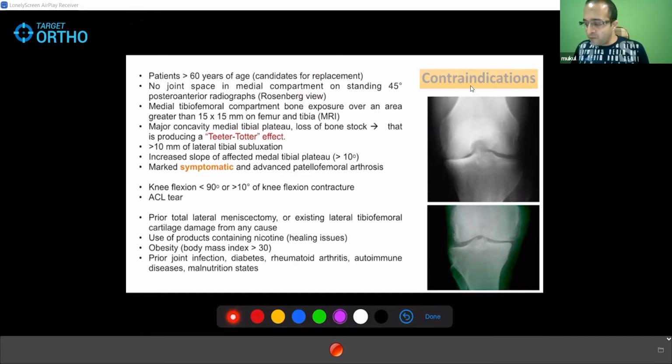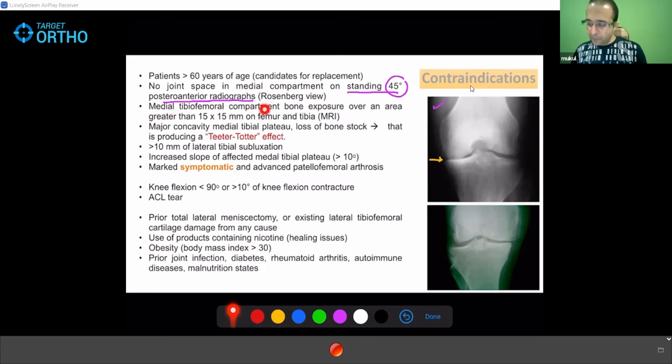So Rosenberg view is you click a standing anterior posterior X-ray of the knee, and the flexion of the knee is 45 degrees. This is the Rosenberg view. Rosenberg view best shows you the knee cartilage. So here you can see there's absolutely no space. Avoid HTO because there's no medial cartilage.